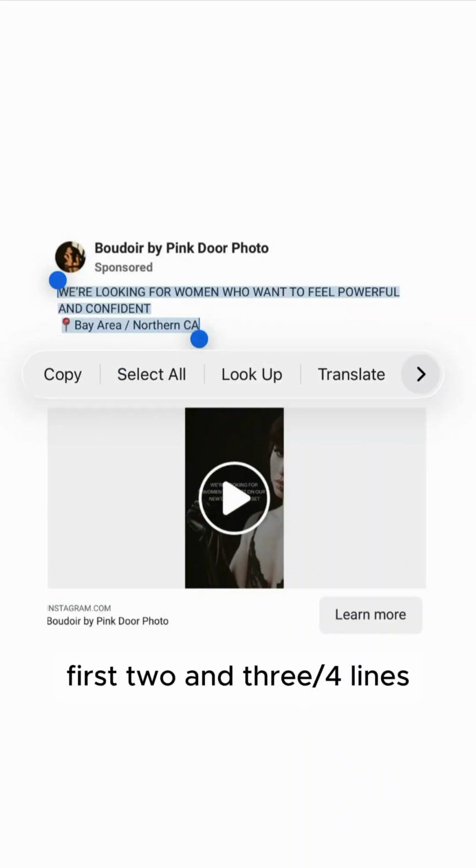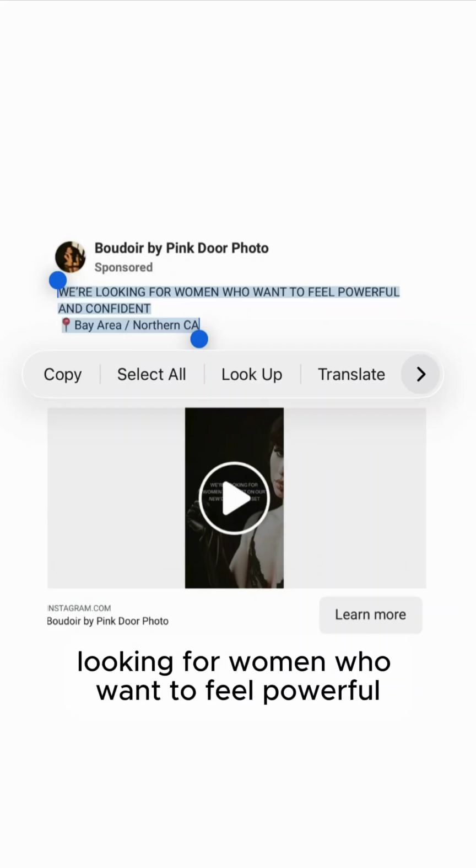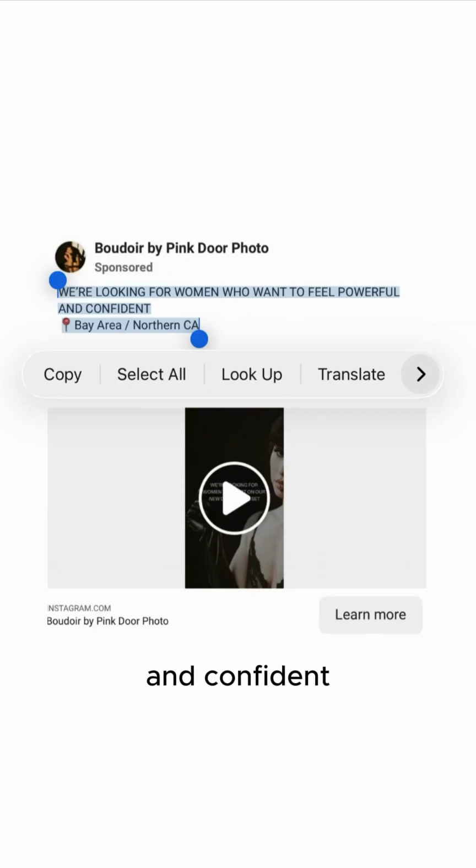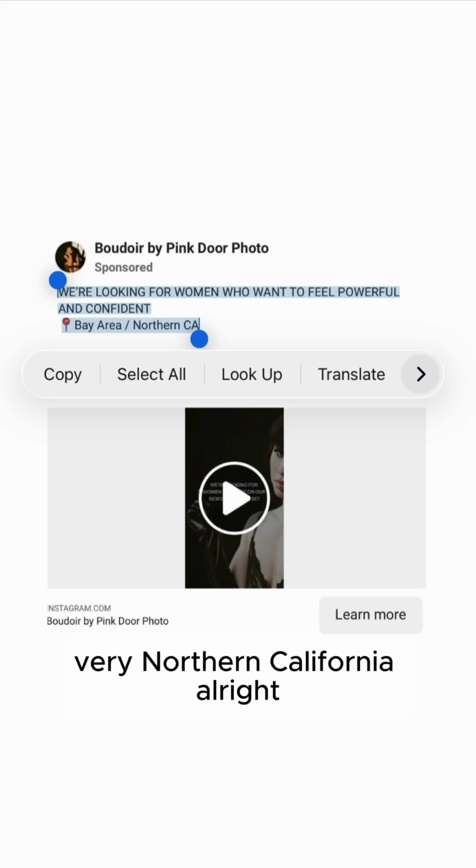Finally, we're going to look at the Boudoir low clicks, or the See More headline here. First 2 3/4 lines, Facebook mobile newsfeed. Looking for women who want to feel powerful and confident. Bay Area, Northern California. All right, so yeah, we got a little bit of context, but still lack of context mistake.